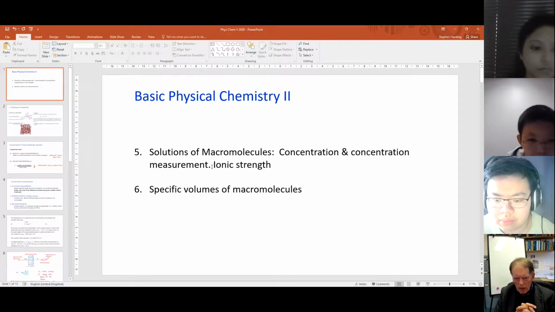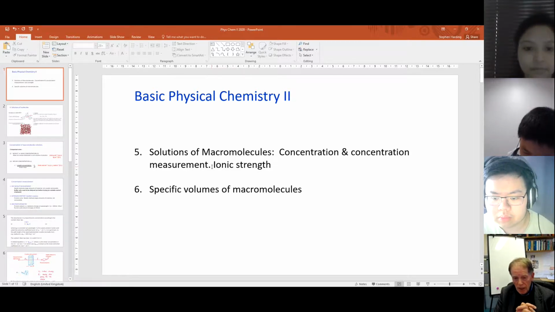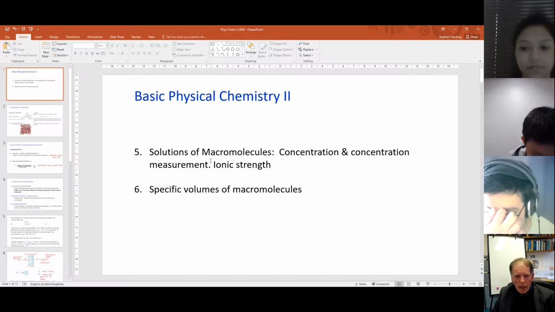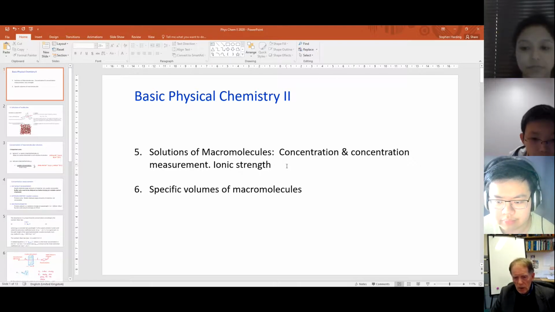of molecules in solution, or ionic strength of solutions caused by the presence of ions, how we calculate that, and some examples, and why it's important in terms of solutions of macromolecules. And then we'll look at the volumes of macromolecules.